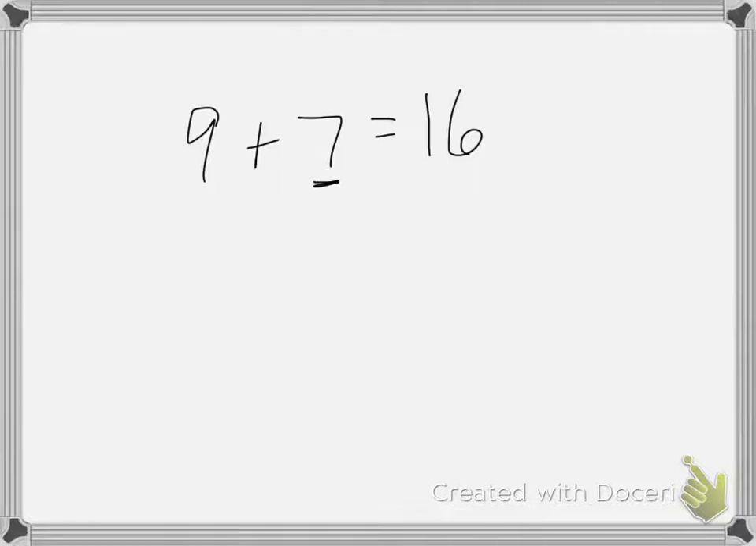Okay, so I added 1 to the 9, and then I subtracted 1 from the 7. All right, this trick works because I added 1 to the 9 and took 1 away from the 7.